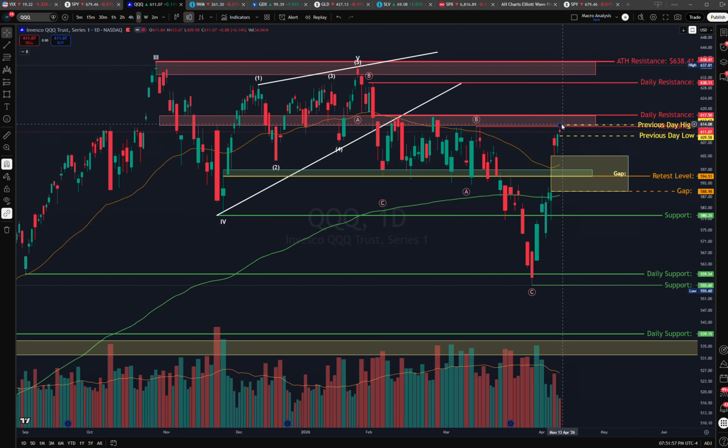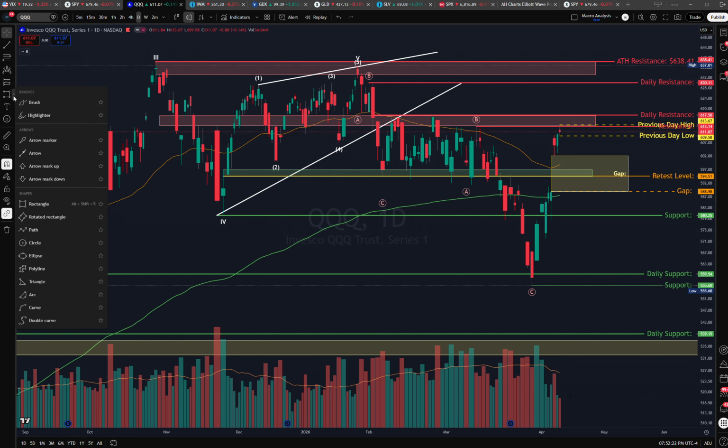Now, QQQ is retesting that same level again. So it's not a level I want to go long the market when you're retesting a major supply zone, which was a prior demand zone. There's a lot of distribution on top, and you broke down. So here is where I expect some sort of reaction and to see this gap get filled at the bottom here.